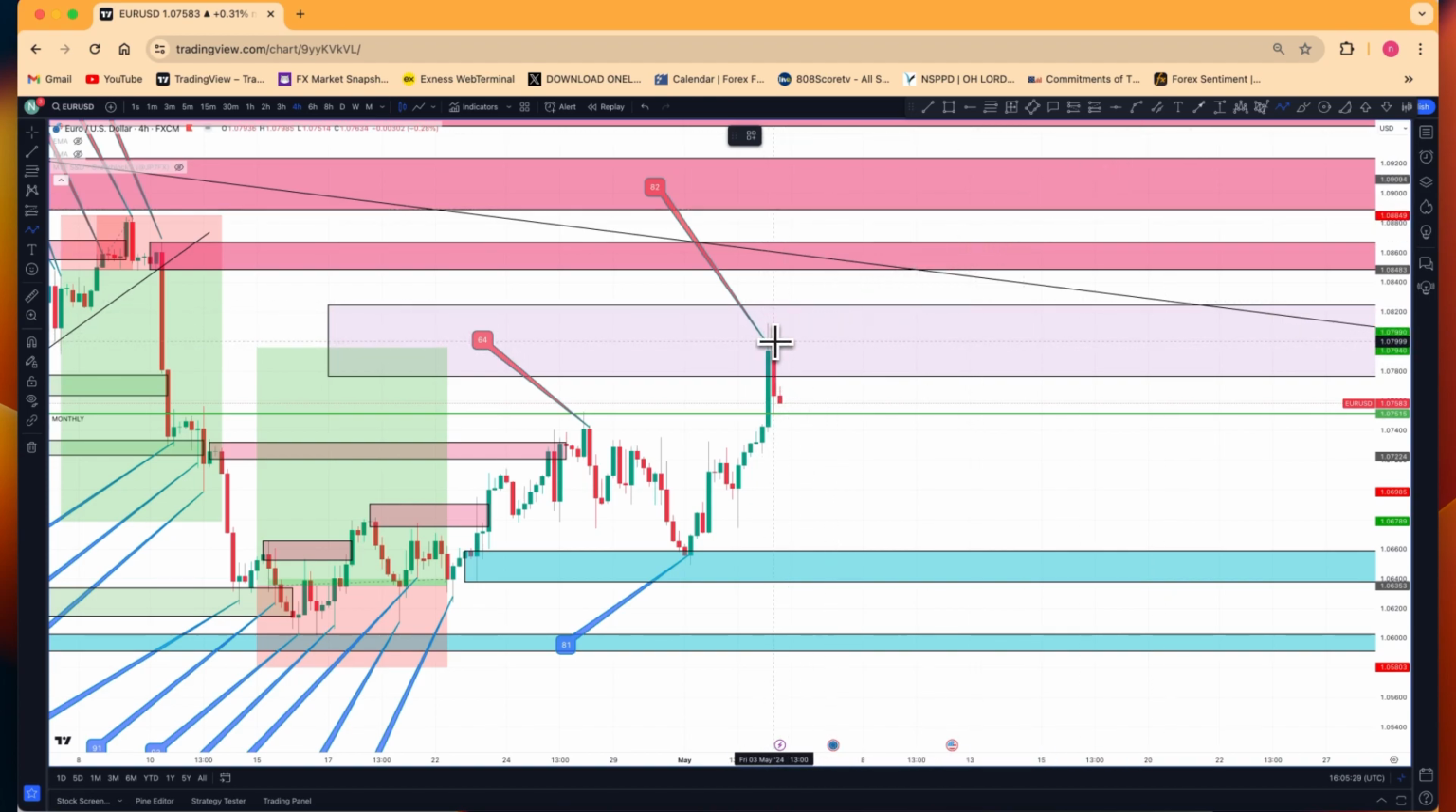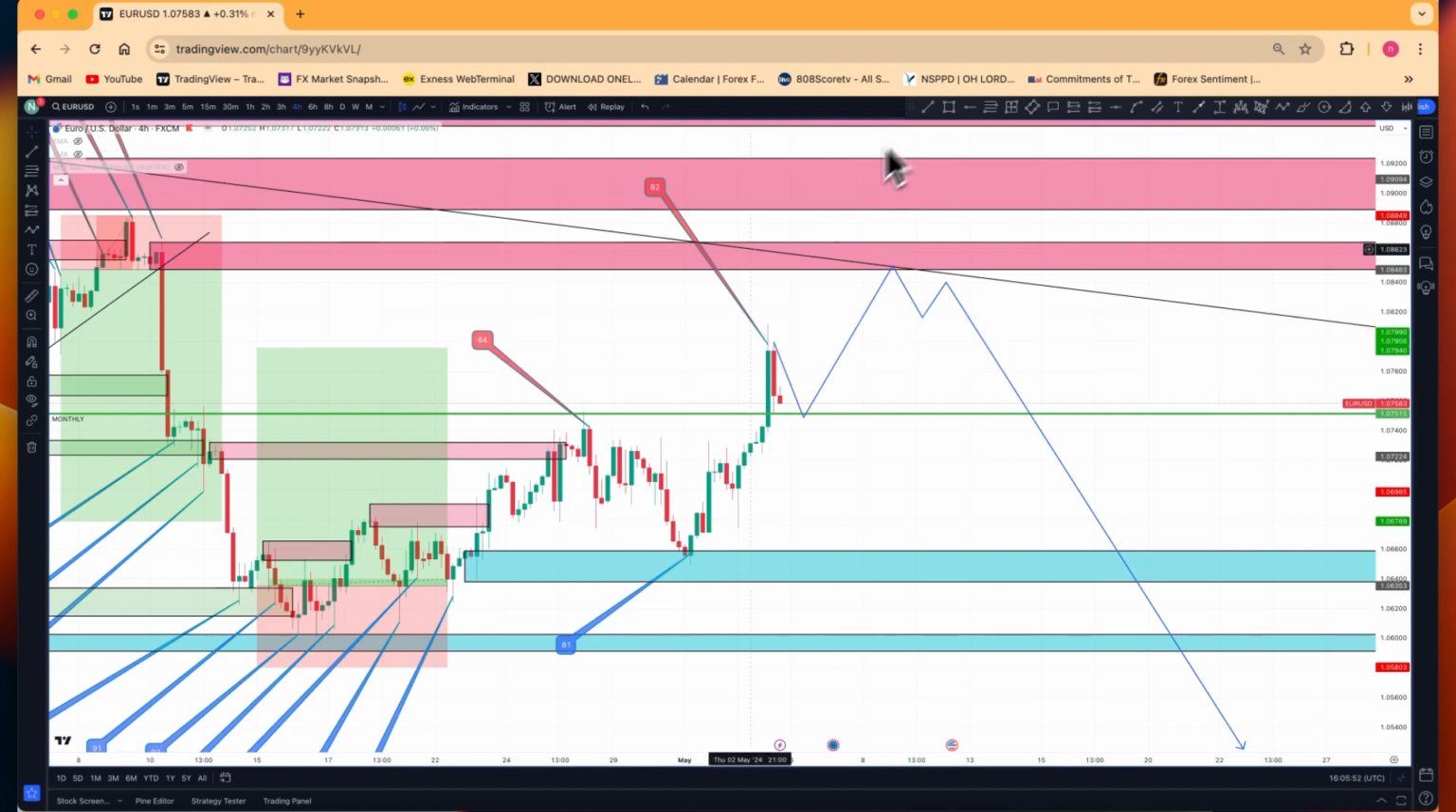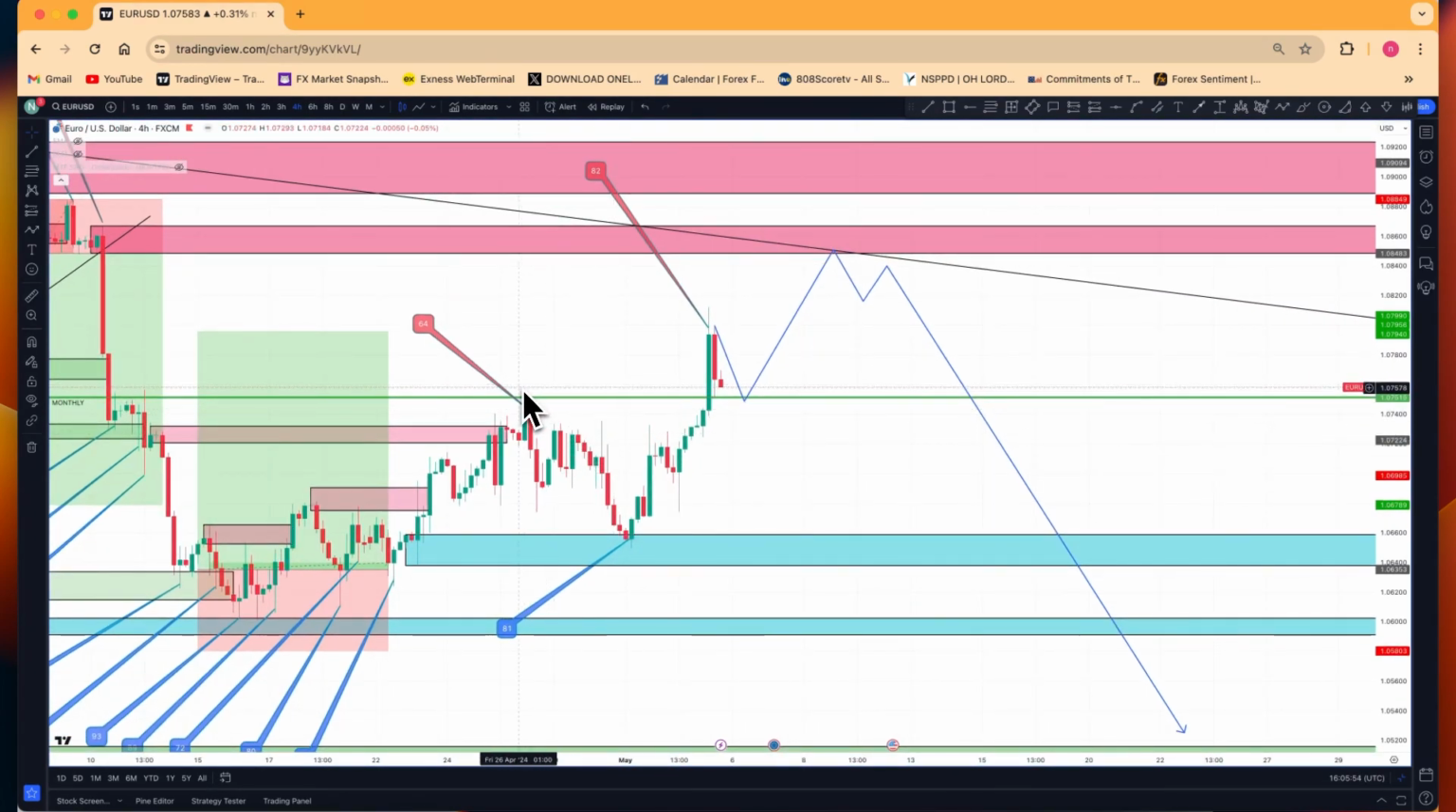When the market opens, it's possible for this market to do something like this, then give us this leg, before I will be interested in looking for that bigger drop to the downside. So let me remove this. I don't need it anymore. It's already played the role that I want it to play for me. So let's count this as higher high, higher low, higher high.